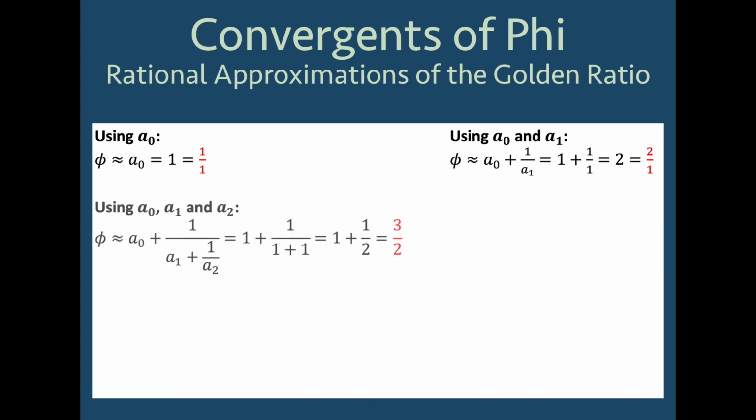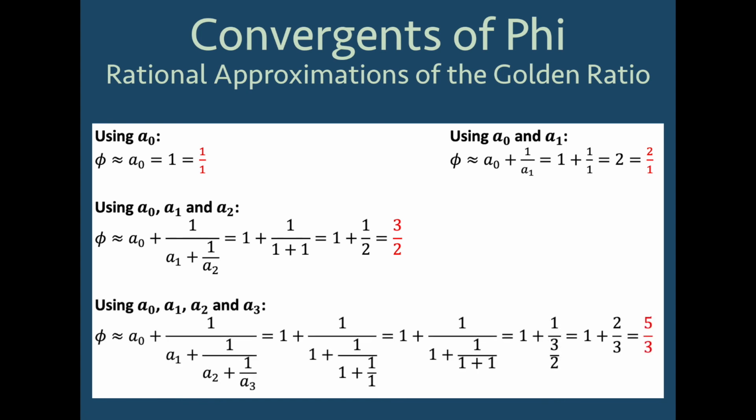Using a naught, a1, and a2, phi is equal to a naught plus 1 divided by (a1 plus 1 divided by a2), which is equal to 1 plus 1 divided by (1 plus 1), which is equal to 1 plus a half, or 3 halves. Following the same pattern, using a naught, a1, a2, and a3, we can say that phi is equal to 5/3.